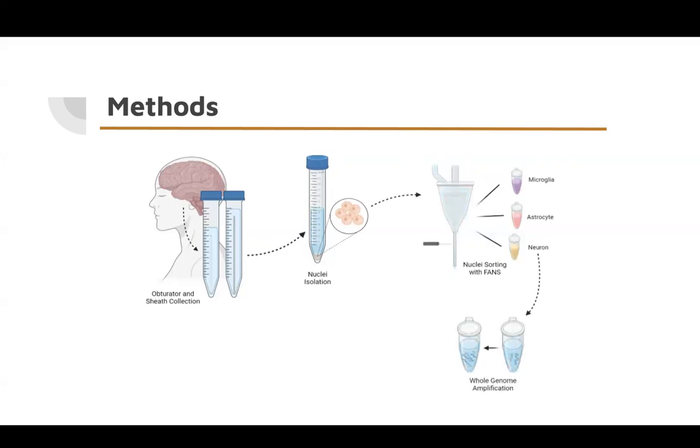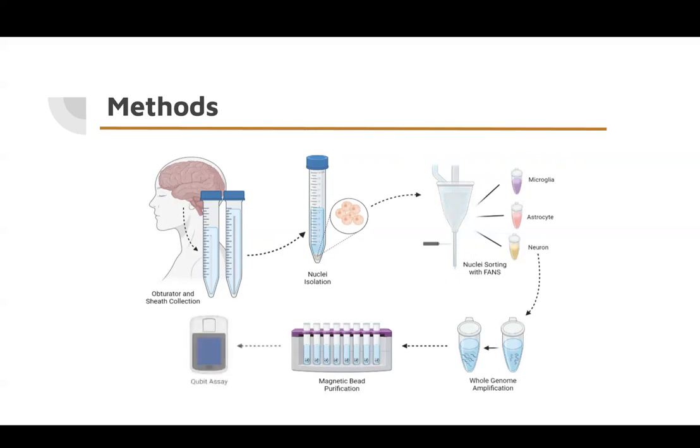Next, we specifically took the neuronal nuclei and performed a DNA amplification protocol to increase the DNA yield of the samples, as the original amount would be too small to work with. As such, we also needed to perform a purification on the sample using magnetic beads to make sure we were only left with DNA. Finally, the concentration of the DNA was measured using a Qubit assay. If the concentration was high enough, we would use a microsatellite panel to assess the quality of the DNA to determine if we should proceed with the sample and analyze the DNA.